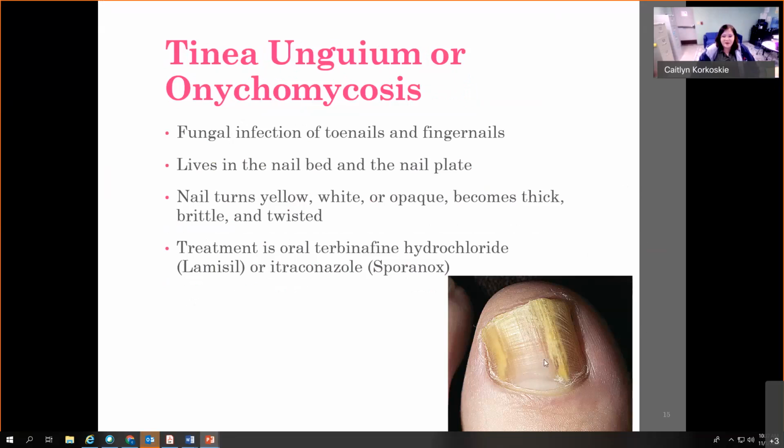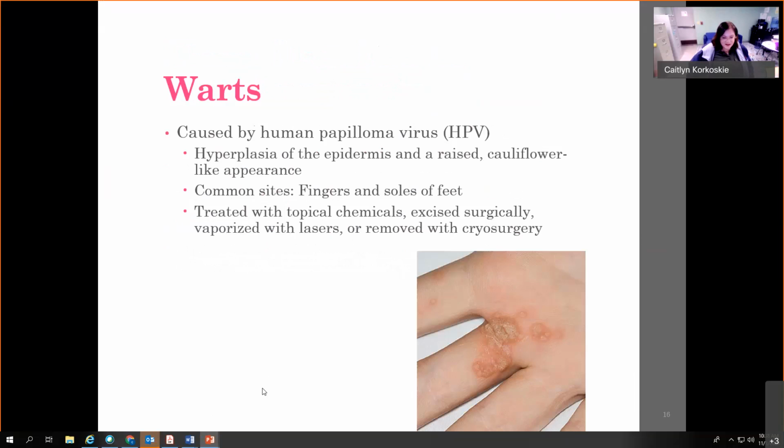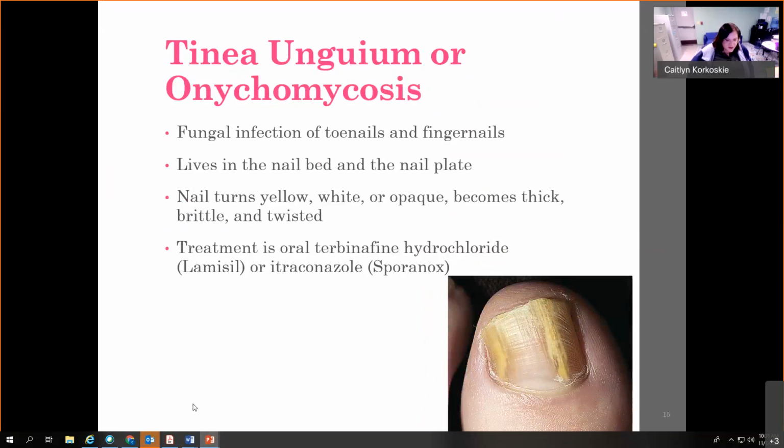So this is a type of fungal infection of the toenail and fingernails, not the toe itself, sorry. It lives in the nail bed and the nail plate. It'll turn the nail a yellowish color like this. Sometimes it also thickens the nails. Let's go back, I just wanted to open up my notes. Usually the nail will become a lot thicker as well.